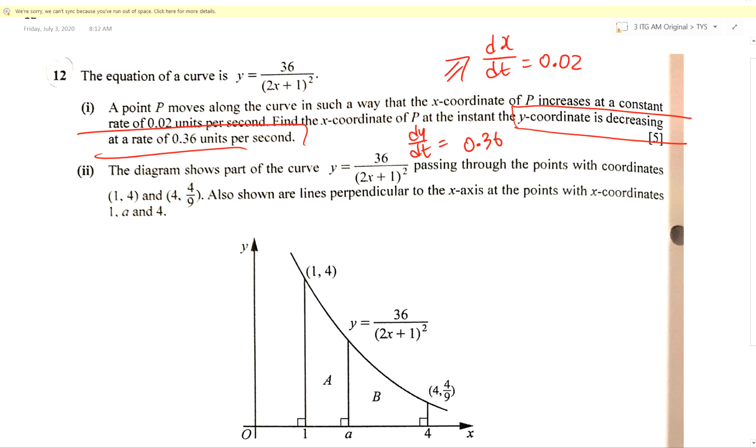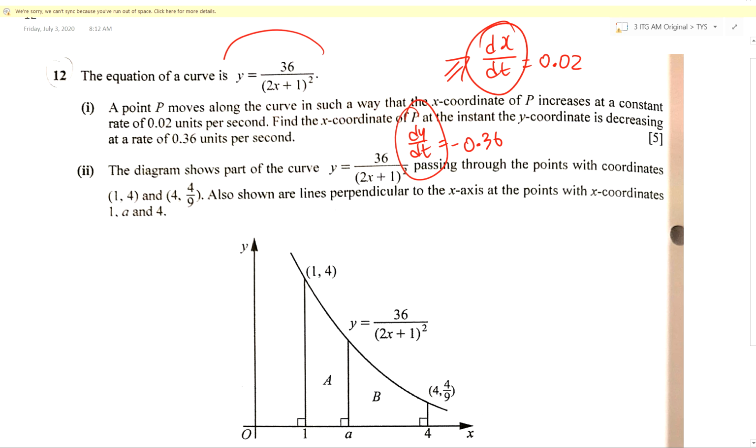Do you all agree? Or is this wrong? Right or wrong? Wrong. This is wrong. Because they say it is decreasing, we have to put a negative sign. Okay, when something is decreasing, we expect the gradient to be negative. So these are the keys to this question. So find the x coordinate. I've got a dx dt, I've got a dy dt, and I've got y equals to in terms of x. Definitely I need dy dx. And I need to link these three up.